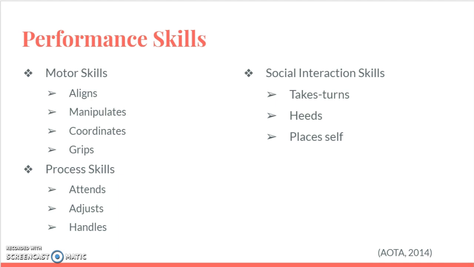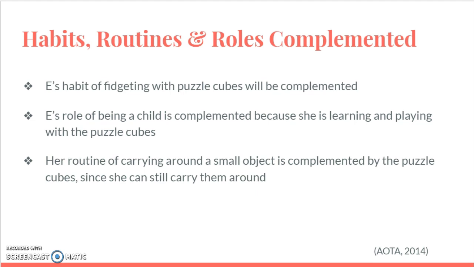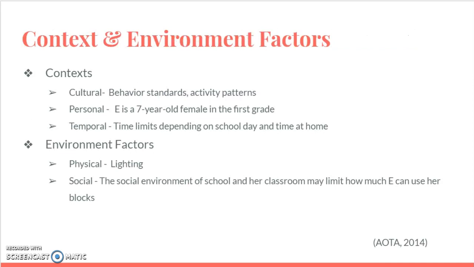Some of E's habits, routines, and roles are complemented by the puzzle cubes. E's habit of fidgeting with puzzle cubes will be complemented. E's role of being a child is complemented because she is learning and playing with the puzzle cubes. Her routine of carrying around a small object is complemented by the puzzle cubes, since she can still carry them around.